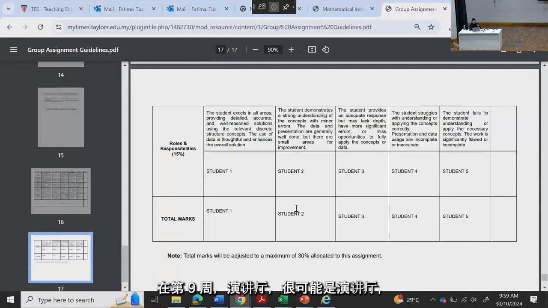Midterm will be in week 9, in the lecture hall. Most probably the lecture hall.